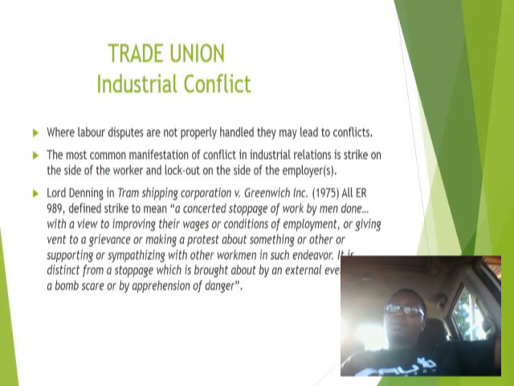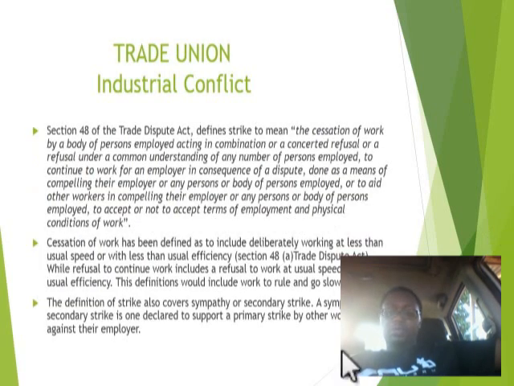So a strike does not necessarily have to do with the complete cessation of work, but also a reduction in the efficiency or the speed in which work is actually done. Then, as we did say, a strike action can be done in order to support other employees who are making demands in respect of their conditions of employment. So what we call a sympathetic strike. A strike can be done for sympathetic reasons, in order to sympathize with other workers who are making demands to improve their conditions of employment as well.